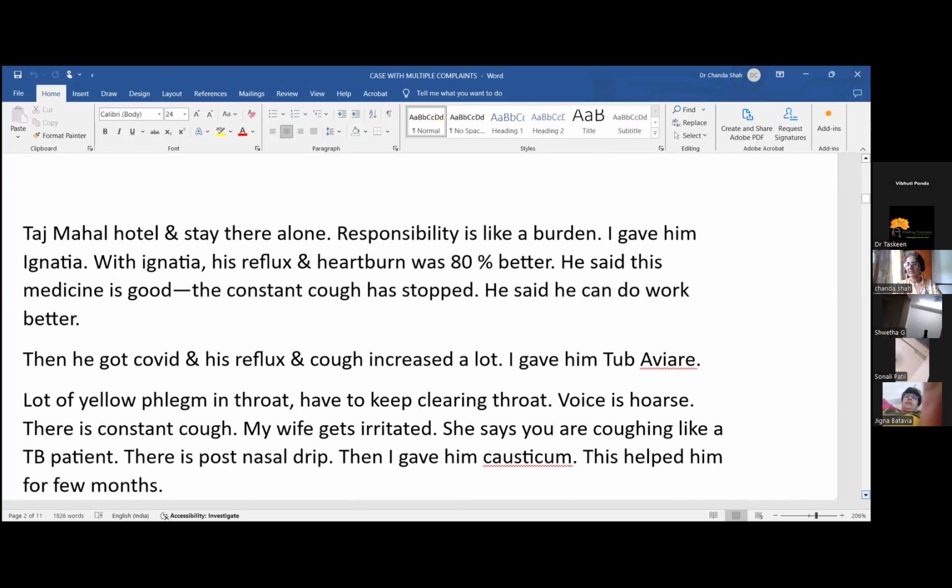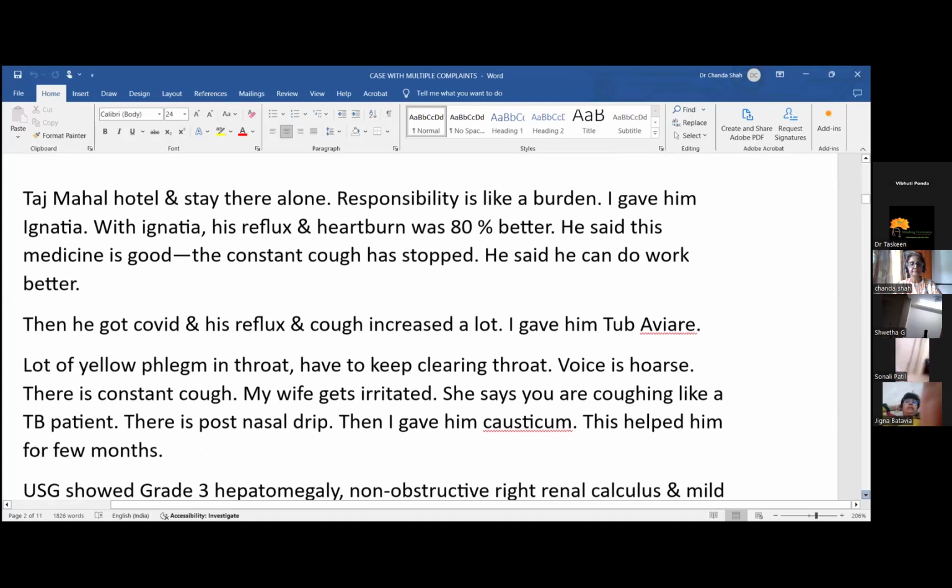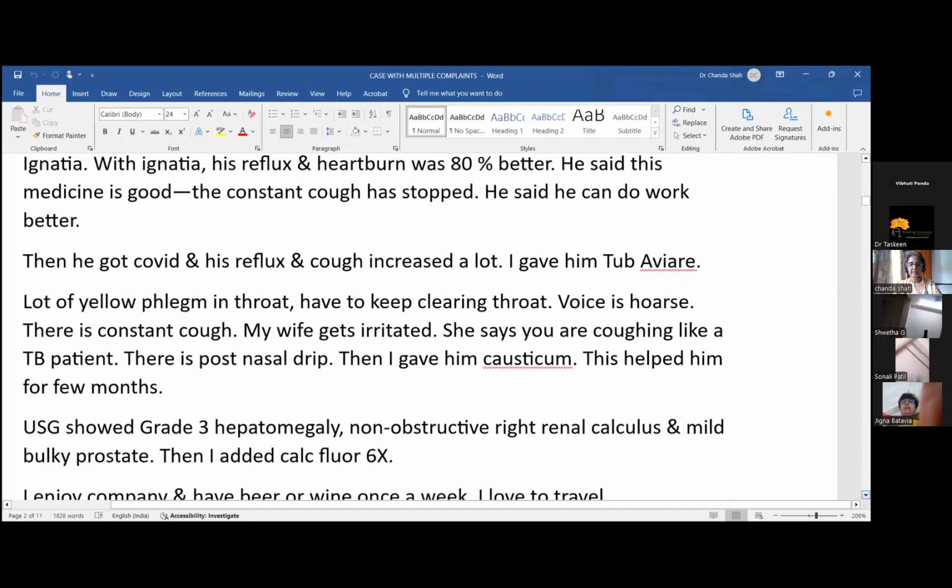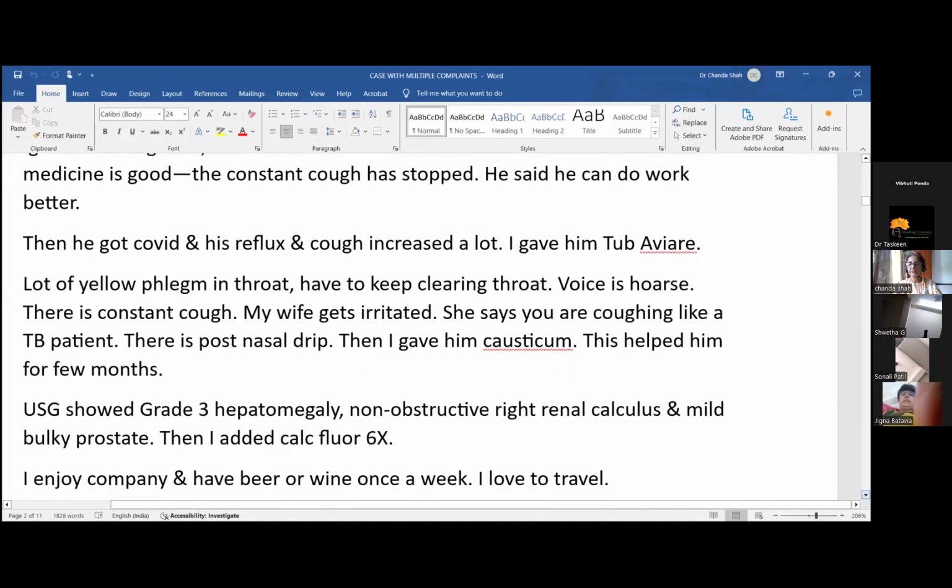So this guy, because he's not regular and he's changing doctors all the time, I have not been able to come to a constitutional remedy. So whatever symptoms he comes with, I repertorize those symptoms and give him the acute remedy, whatever comes. Then his ultrasound was showing grade 3 hepatomegaly, non-obstructive right renal calculus, and mild bulky prostate. Then I added Calcarea fluorica 6x. Why? Because of that hepatomegaly and because he had a past history of Hodgkin's lymphoma, cancer. So I said, let me give this.